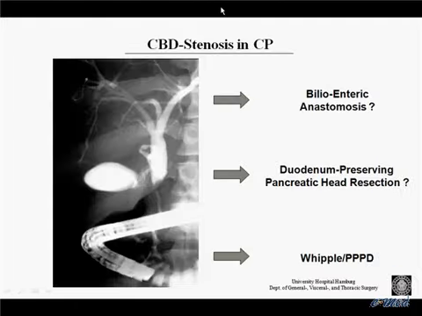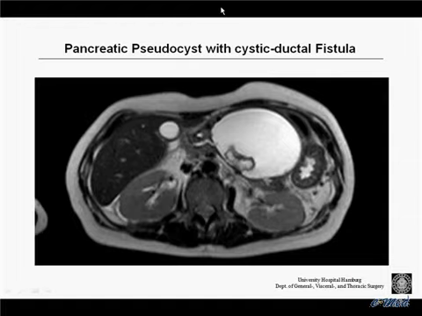Another relatively common problem, arising in approximately 30% of these patients, is a patient with a common bile duct stenosis in chronic pancreatitis. And again, the question is, should we do a biliary bypass? Should we do a definitive procedure like a Whipple? Or should we do something in between, a so-called organ-preserving procedure like the duodenum preserving pancreatic resection? The same holds true for this case, a pancreatic cirrhosis with a cystobacterial fistula.